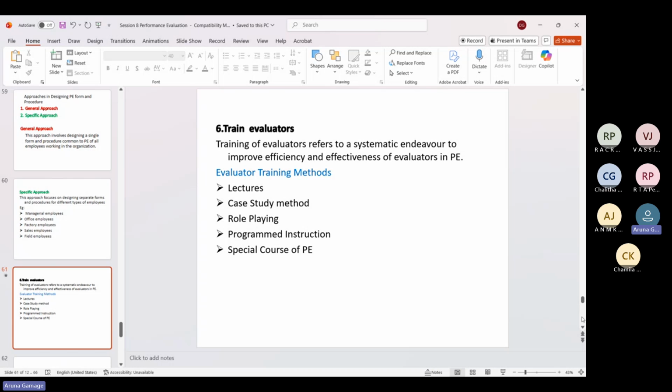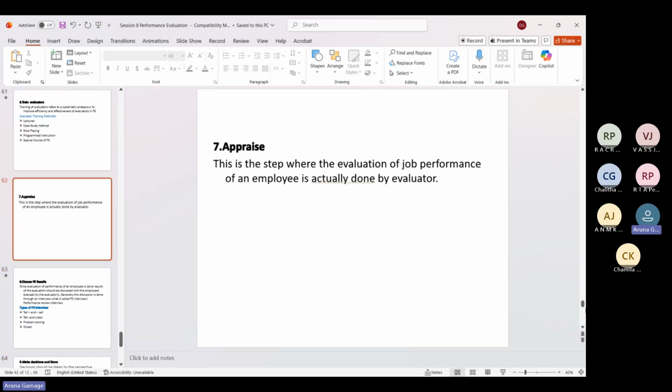Some of the educational and professional institutes conduct such programs. For example, in Sri Lanka, CIPM conducts some short-term programs with regard to various aspects of human resource management. One is performance evaluation. So you can send your employees to follow them.